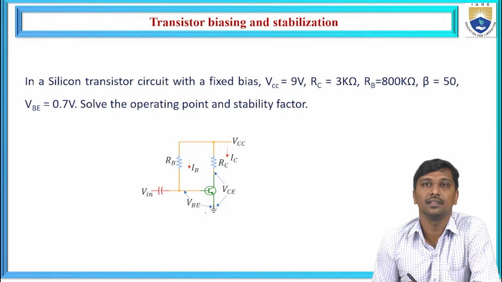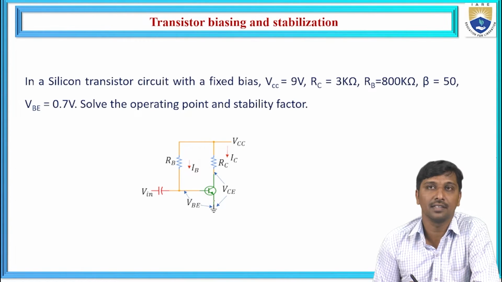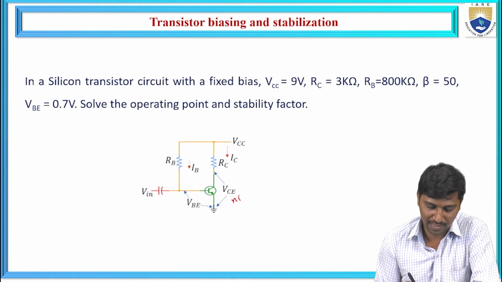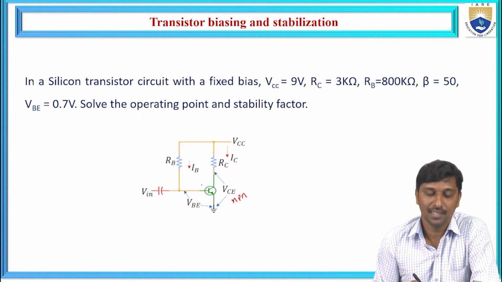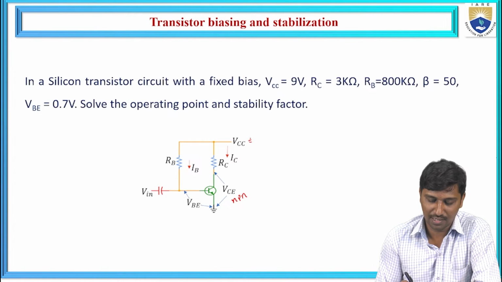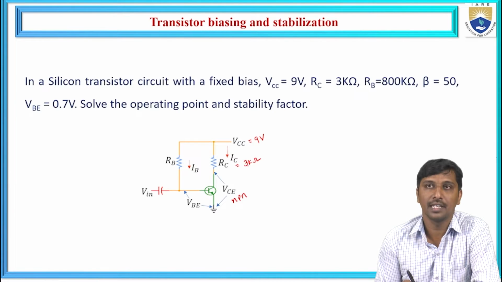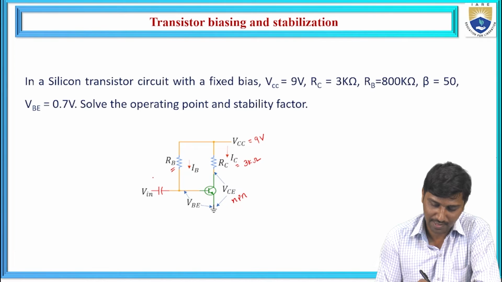So this is the given circuit for the fixed bias. Here we consider a common emitter configuration, and we use an NPN transistor. The biasing method is the fixed biasing method, meaning the base resistance is biased with a constant DC voltage source, that is VCC. The VCC value is 9 volts, the collector resistance is 3 kilo ohms, and the base resistance is 800 kilo ohms.